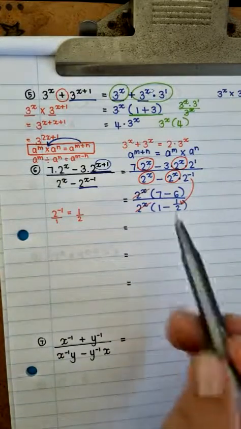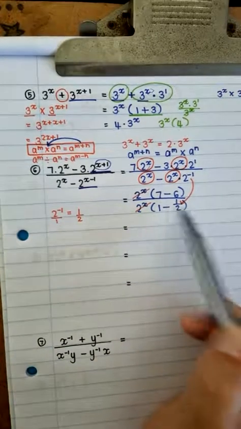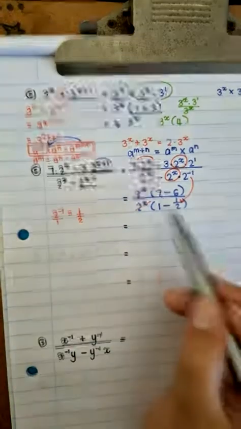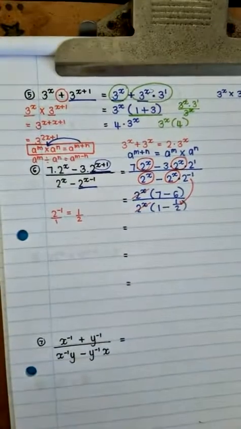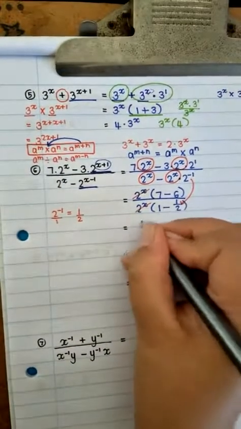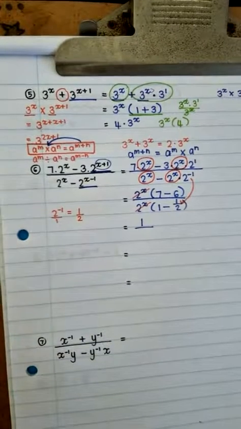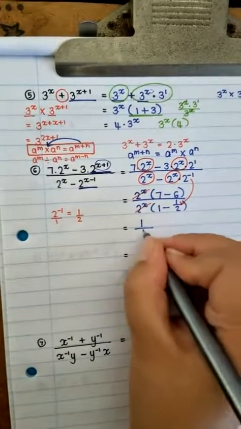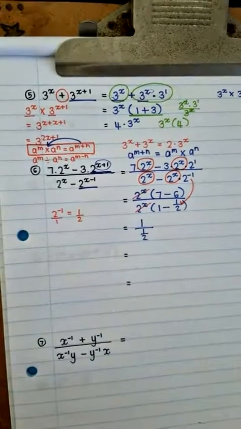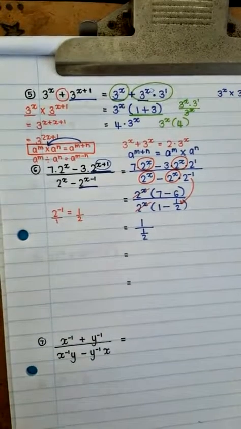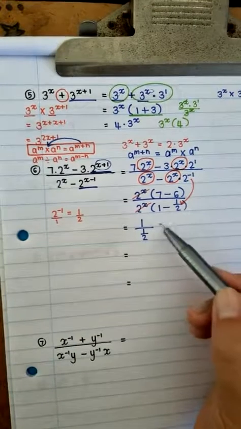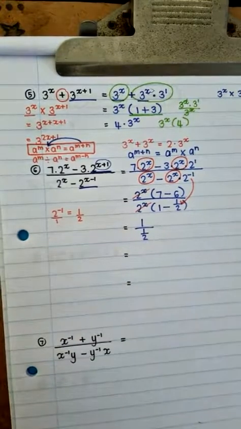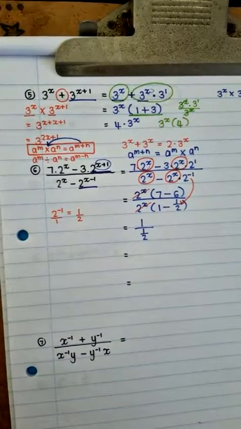Okay, now all that's left for us to do is to actually simplify what we have in these brackets. 7 minus 6, that's an easy one, right? 7 minus 6 is just 1. In this bracket, I'm left with 1 minus a half, which is just a half. Okay, perfect. We need to simplify this though. We can't leave a fraction in a fraction. You can't leave this as your final answer, unfortunately. We need to do 1 divided by a half.